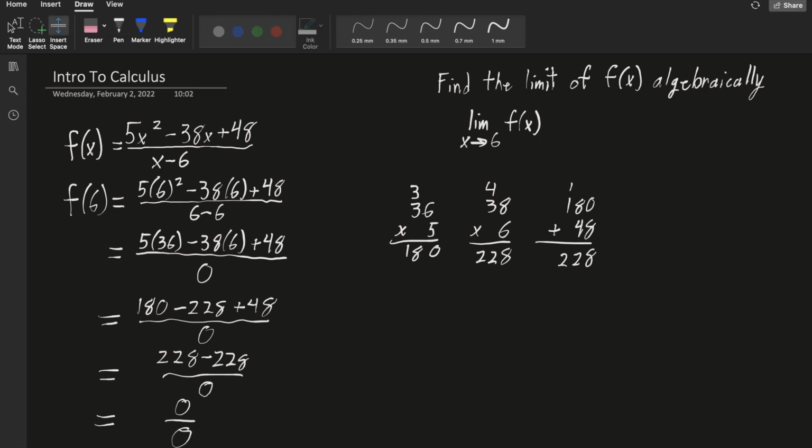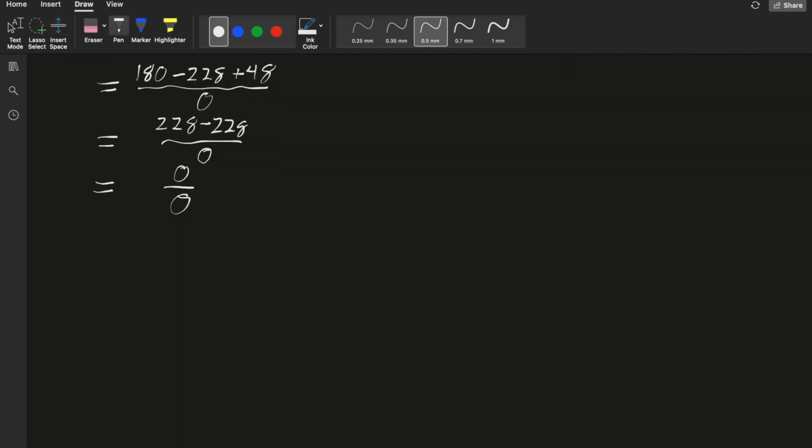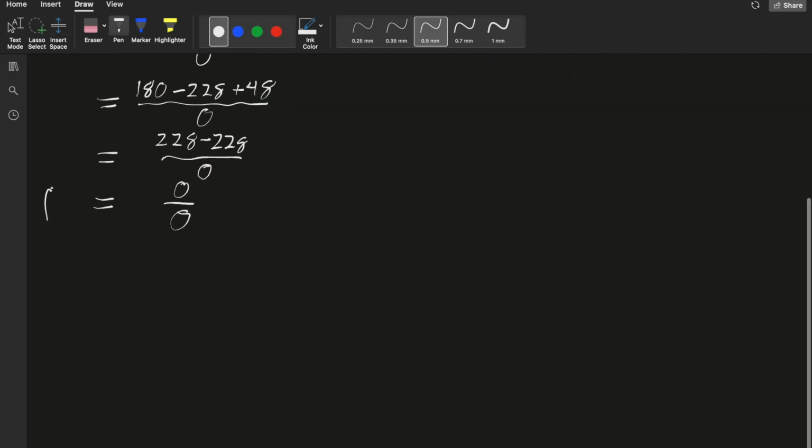So what does that mean? Right now, we are not able to solve this out, right? There we go, f of x, or f of 6, I should say, is 0 over 0. So moving forward, what does that mean? What do we do next?